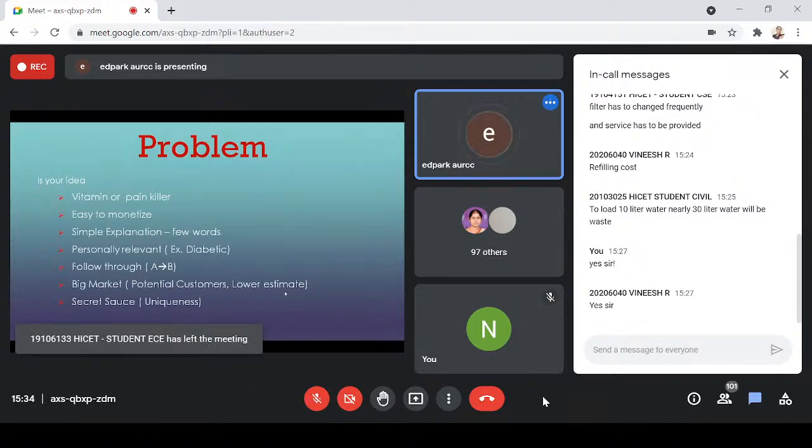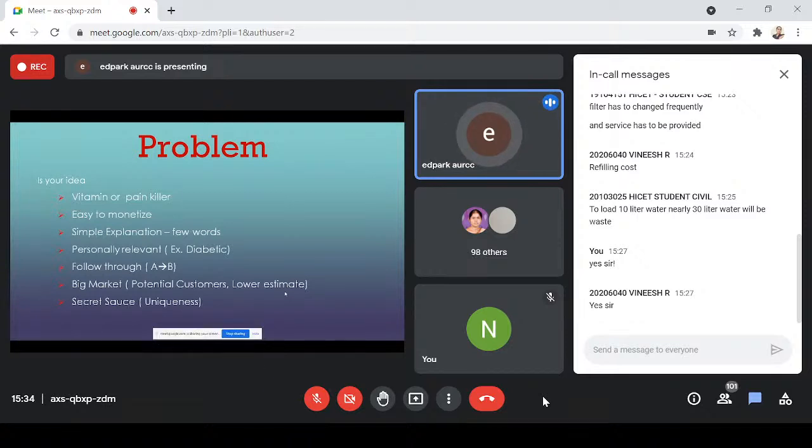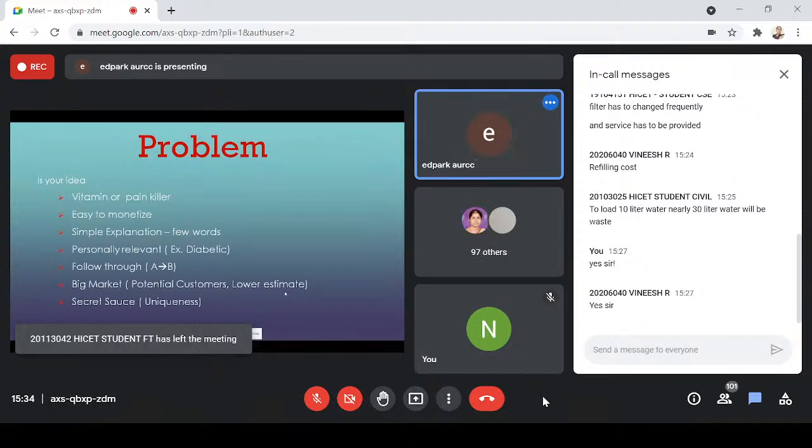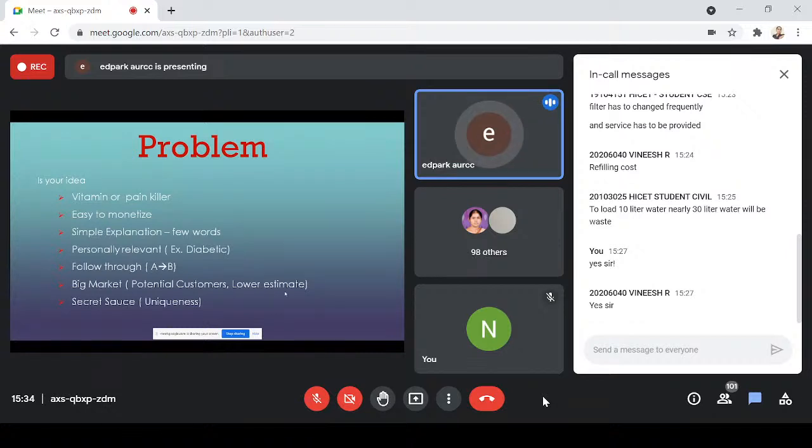Okay, let me proceed. Let me give you a simple example. If a person is suffering from diabetes, let us take an example. You could think about whether your idea is to design a vitamin tablet or a painkiller. So in that way, you could ask yourself, and you could decide on anything. That depends on the ideology that you have.